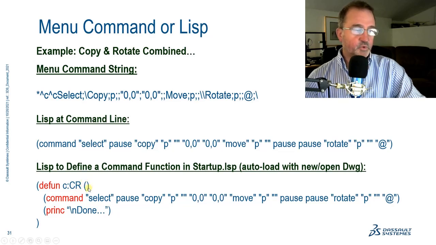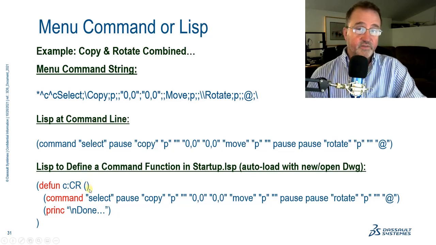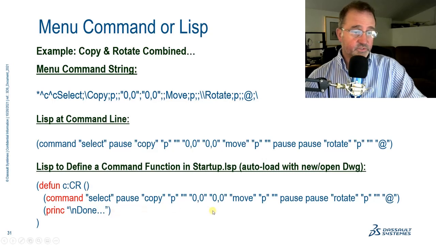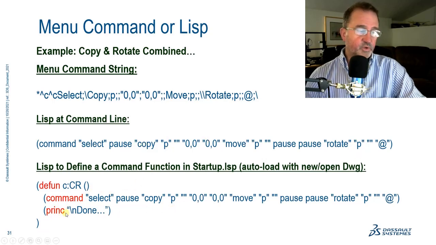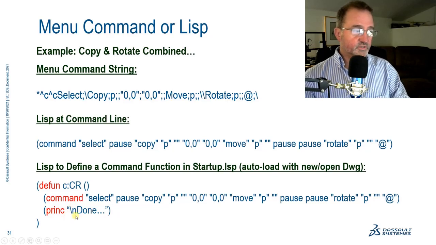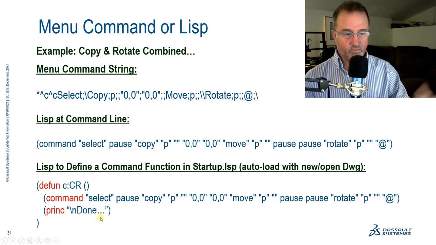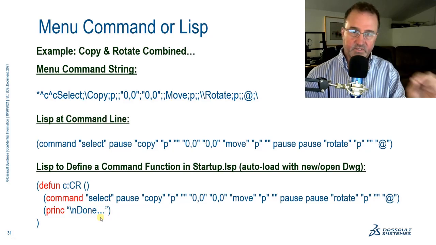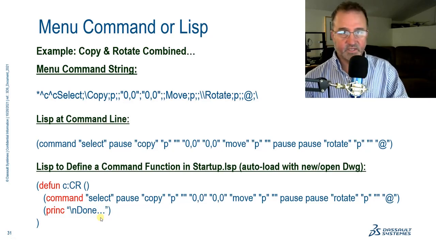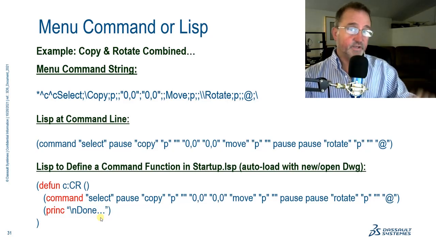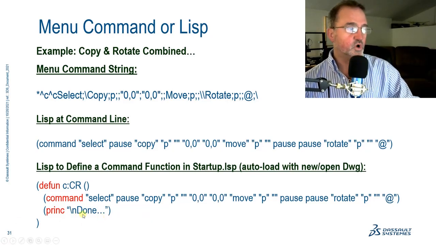Now, the next set of parentheses are for declaring variables. We have no variables here. It's just simply a command, so we don't have anything to declare. And we just run this exact sequence that we have here. And at the end, we do a princ with a new line and say done. All this does is clean up the end of the program so that it doesn't give us this little nil that we can see at the end of a Lisp routine that says I'm all done. So it's just a cleanup.